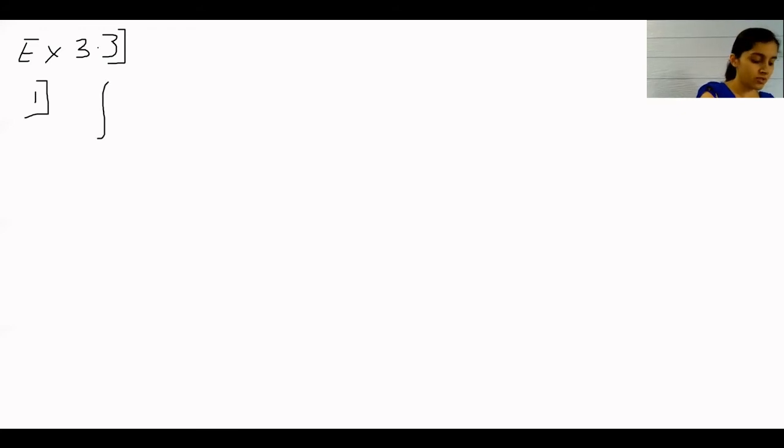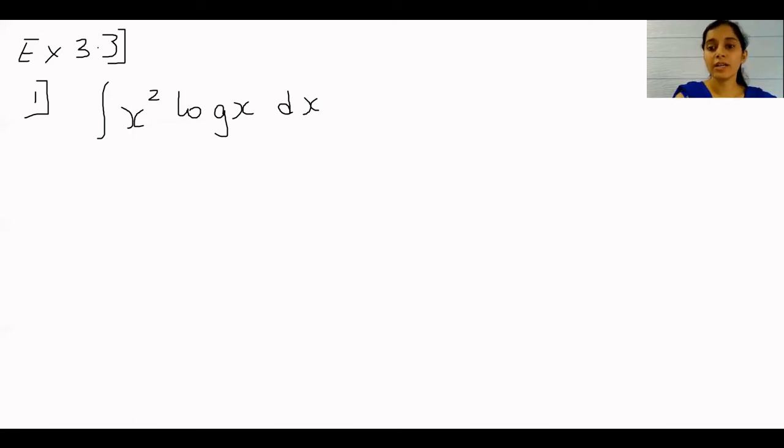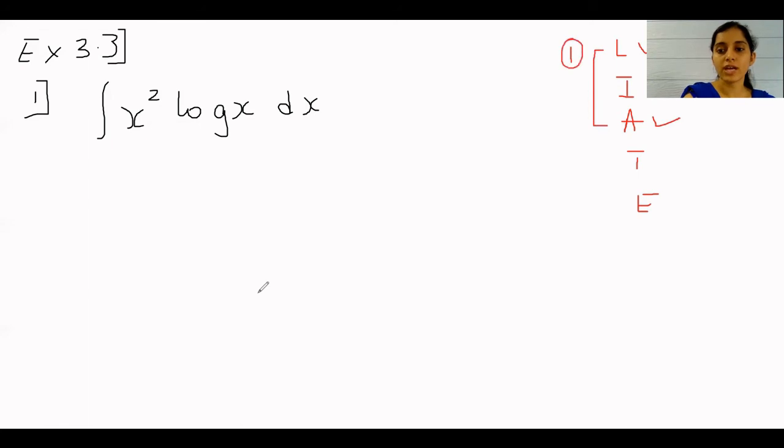First one, integration of x square log of x dx. Okay, so in this, how do we decide what is u and what is v? If you remember the LIATE rule, I'll put it down here for you. So it is L, I, A, T and E. What is x square? It is an algebraic function. And what is log x? Logarithmic function. So you can see the order over here: first you have logarithmic function, then you have algebraic function. So what we are going to do is rearrange the integration over here.